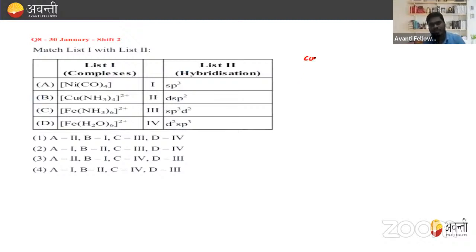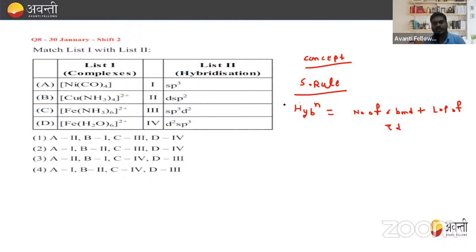So for hybridization, what is the concept? Yes, for hybridization, we know the steric number rule. According to this rule, hybridization is calculated. If you want to calculate the hybridization of any molecule or complex, just write the number of sigma bonds plus the lone pairs of electrons. By using this, you can calculate the hybridization.